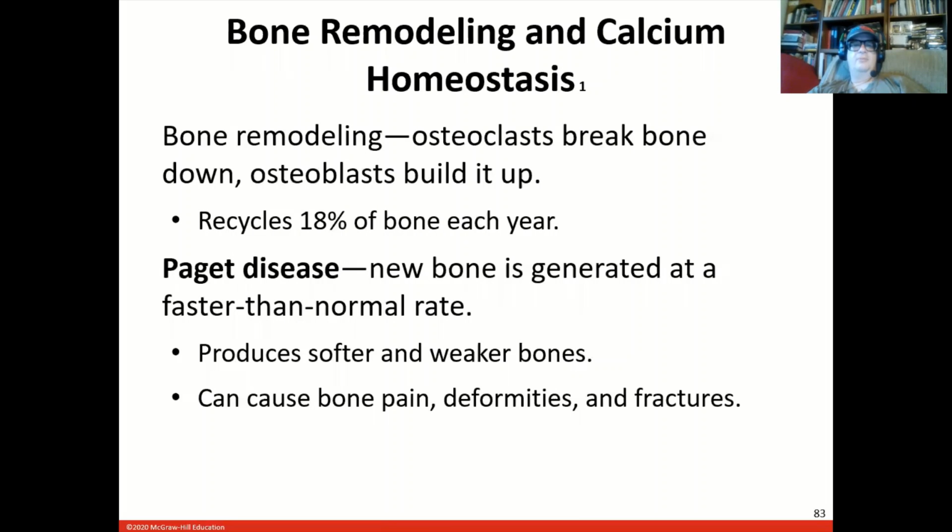Now, bone remodeling, we talked about this before. The osteoclasts are going to break the bone down. The osteoblasts are going to build it up. About 18% of your skeleton gets replaced, recycled every year.